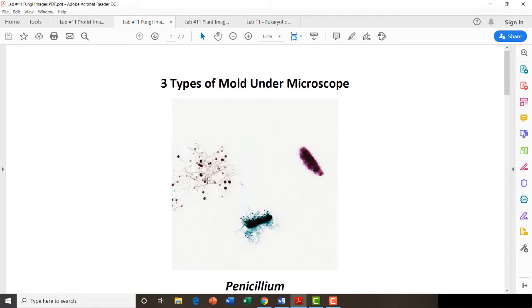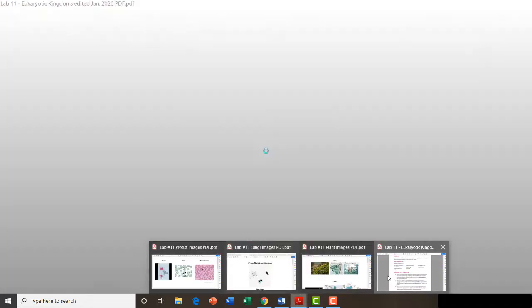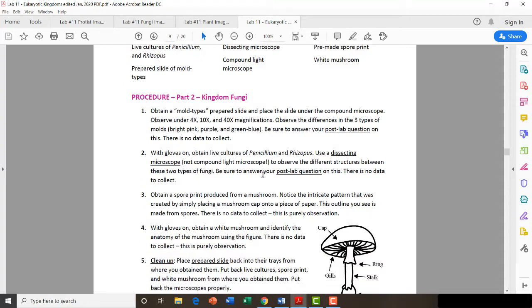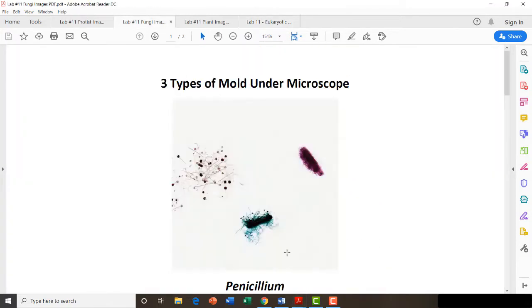You can clearly see how different they look from each other, and this is just observational, and you have a post-lab question on this. Coming back to your protocol, after you looked at the mold types, then you would look at live cultures of Penicillium and Rhizopus. So we come back to fungi.